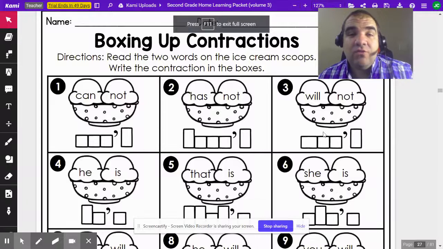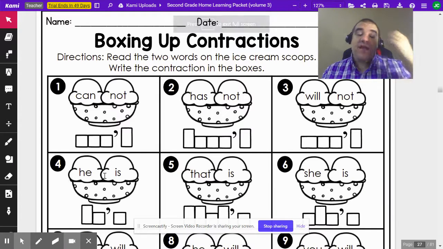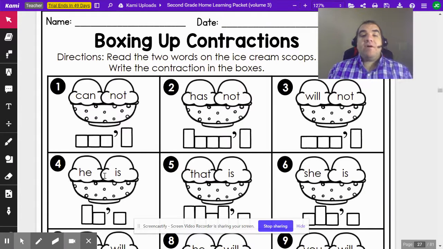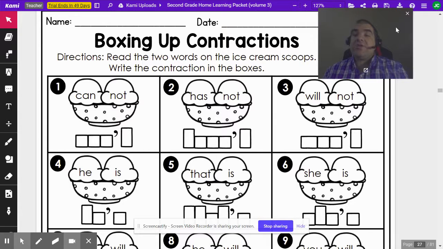Everybody, this is Mr. Crandall. We are on day 5, page 3, week 1 of our packet, Boxing Up Contractions.